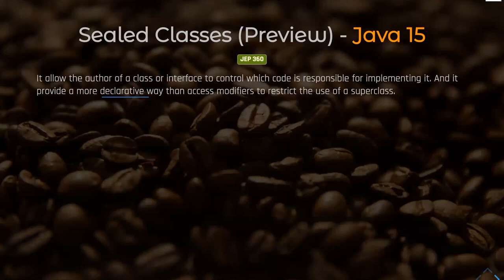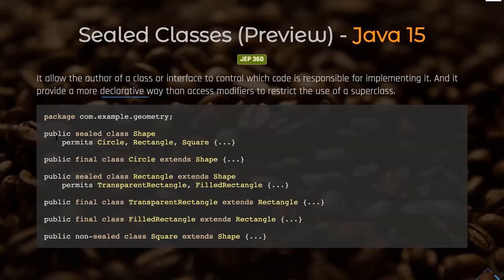It's a declarative way, more than the access modifier, rather than using something like final only to restrict the use of superclasses. So we have these forms. If I say public sealed, which is a new keyword, class Shape, and I say this is allowed only to be extended by Circle, Rectangle, and Square, it will be permitted only for these. If you try to extend it with a different class, it will throw a compile exception. So you cannot do this.